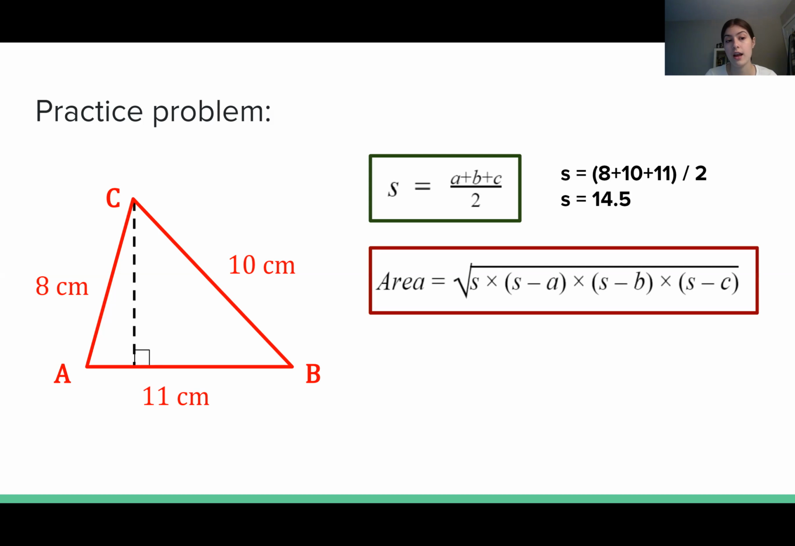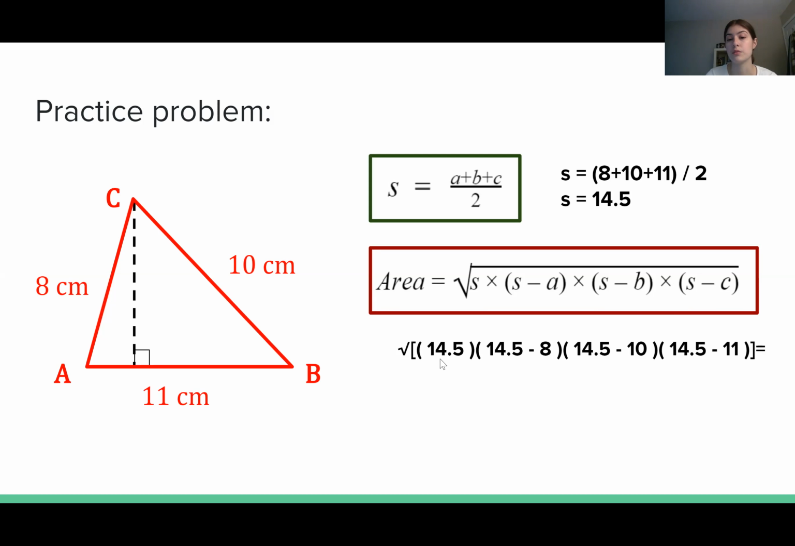So to find the area of this 8, 10, 11 triangle, we're going to take this value S, 14.5, and plug it into our formula. So we're going to do the square root of S, 14.5, times S minus A, so that's one side, 8, times S minus B, which is the other side, 10, times S minus C, which is the third side, 11. So it's going to look something like this. We're going to multiply all of those together and then take the square root.